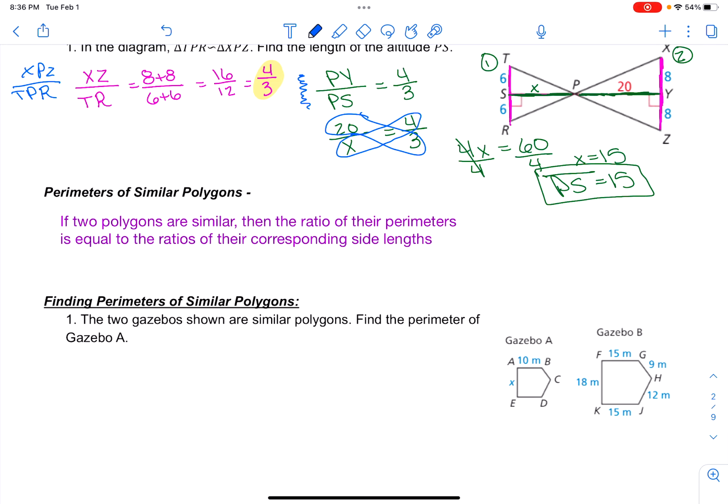So for this first example, it says the 2 gazebos shown are similar polygons. Find the perimeter of gazebo A. Very first thing you need to do is find the perimeter of gazebo B. So for perimeter, remember that is just adding up all of your sides. So for gazebo B, you would add 15, 9, 12, 15, and 18. And that would give you a perimeter of 69.